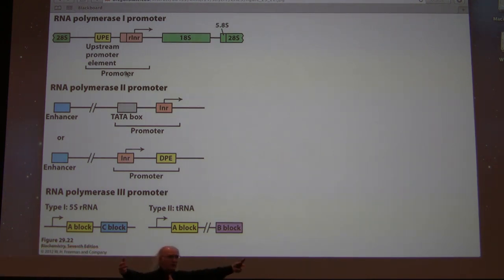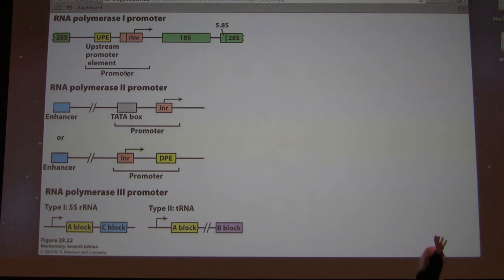Now, we had two sequence elements that we talked about in prokaryotic cells. We talked about the minus 10 and the minus 35. Those were sequence elements. Here, we see sequence elements that are, in some cases, upstream. Here's a TATA box. Here's a promoter. We see these different letters referring to different sequences that are bound by different proteins. That's the other thing that's very different about eukaryotic transcription. There are many proteins involved in starting transcription, identifying where the start site is.